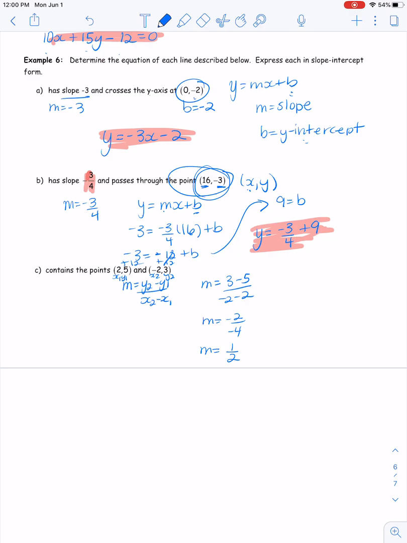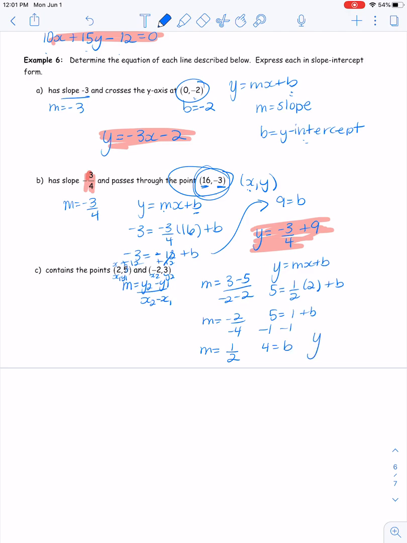Now the other thing is it just gives me a point. So if I'm using y equals mx plus b, I still don't know b. It's just giving me a point. So x and y, 2 and 5. Let's use that. Y is 5. My slope is 1/2. X is 2 plus b. So 5 is equal to 1/2 times 2, which is 1. Then I subtract 1 from both sides, so 4 is equal to b.